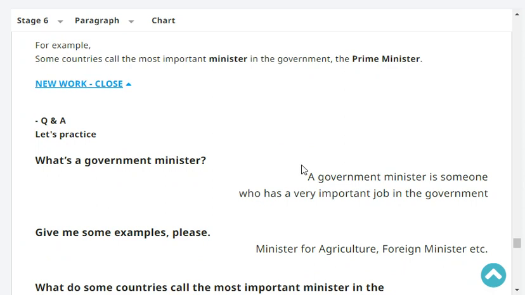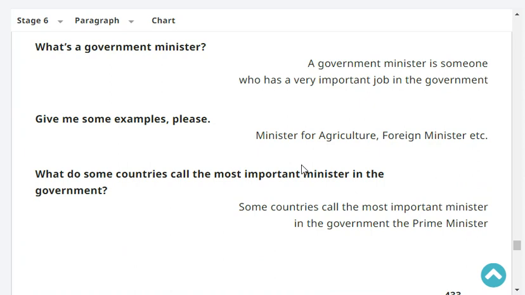Let's practice. What's a government minister? A government minister is someone who has a very important job in the government. Give me some examples, please. Minister for Agriculture, Foreign Minister, etc.